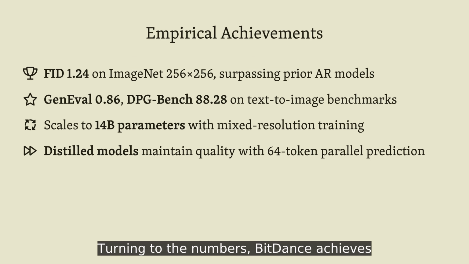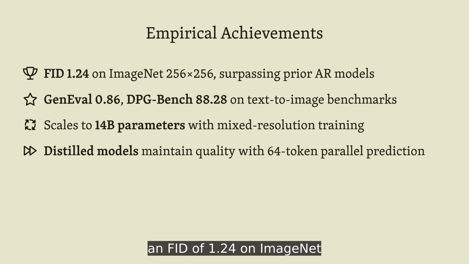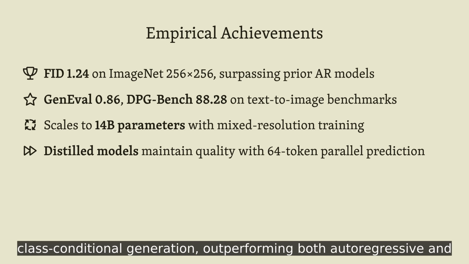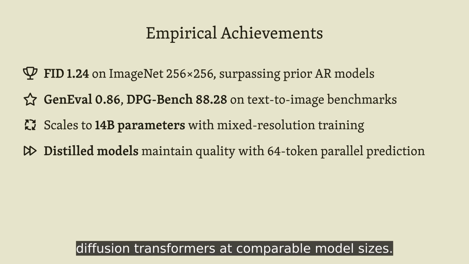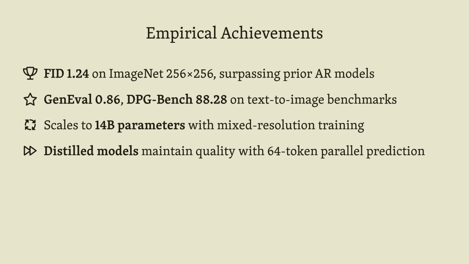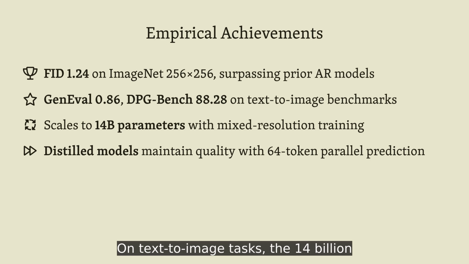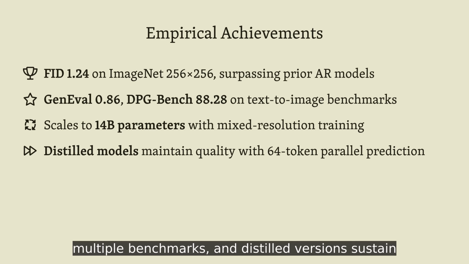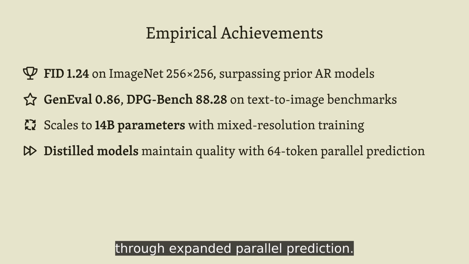Turning to the numbers, BitDance achieves an FID of 1.24 on ImageNet class conditional generation, outperforming both autoregressive and diffusion transformers at comparable model sizes. On text-to-image tasks, the 14 billion parameter model delivers top-tier scores across multiple benchmarks, and distilled versions sustain generation quality while further accelerating inference through expanded parallel prediction.